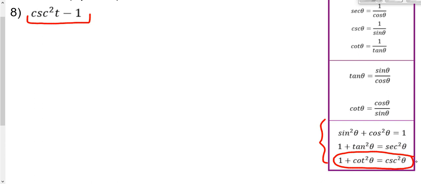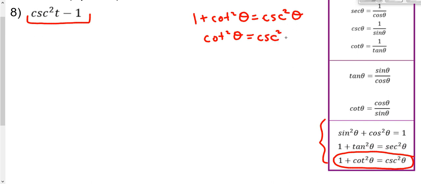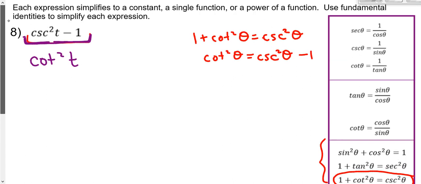So if we start out with 1 plus cotangent squared theta equals cosecant squared theta, and if we subtract 1 from both sides of that equation, we have cotangent squared theta equals cosecant squared theta minus 1. We could put a t in there instead of a theta, so we're going to replace our cosecant squared t minus 1 with cotangent squared t. And that is a power of a function. So there we go.